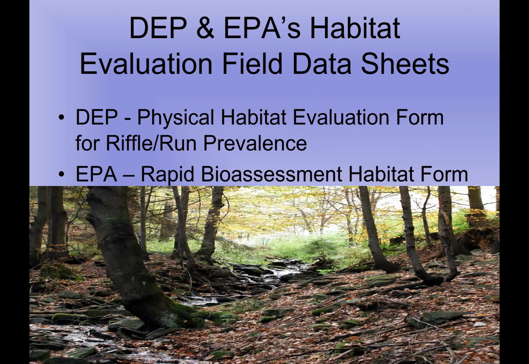So like I talked about earlier, there's two habitat evaluation field data sheets, one that DEP has and also EPA. The DEP one is called the Physical Habitat Evaluation Form, which is really looking for information out of riffles and runs in the stream. And there's also an EPA Rapid Bioassessment Habitat Form. They're both very, very similar, and I'll show you both of them. In fact, they have a lot of the same characteristics, but one has a few more questions than the other, and we'll be using the DEP evaluation form.